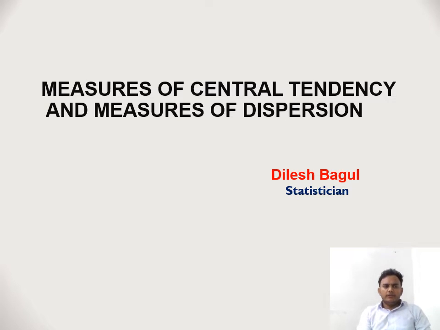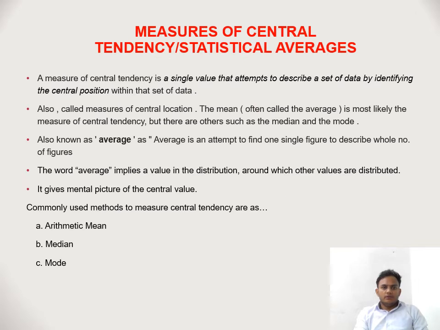Hello everyone. Today we are going to discuss a new topic, that is measure of central tendency and measure of dispersion. So measure of central tendency, also called statistical averages. A measure of central tendency is a single value that attempts to describe a set of data by identifying the central position within that set of data. Means what? The measure of central tendency shows the center of data, also called measure of central location.